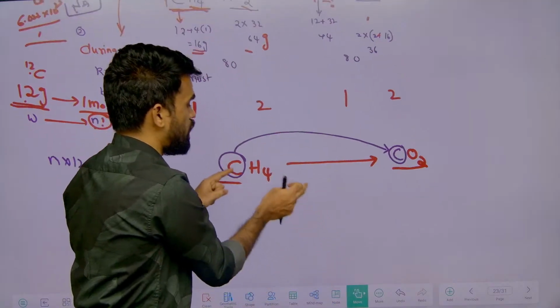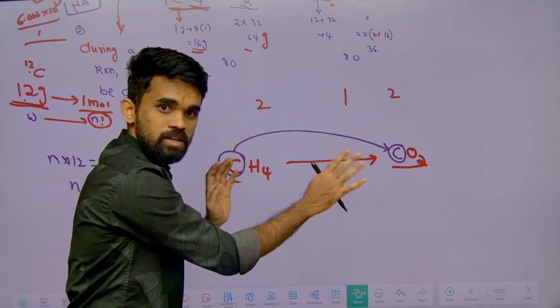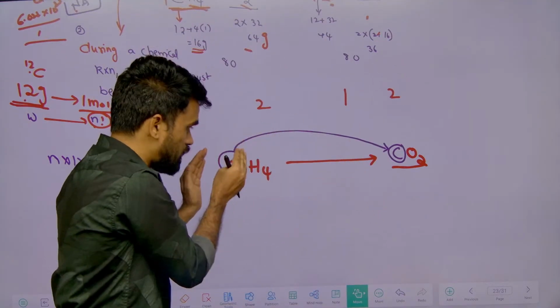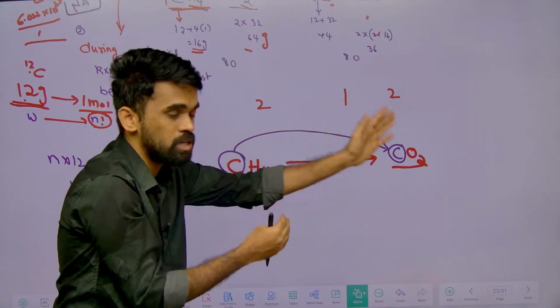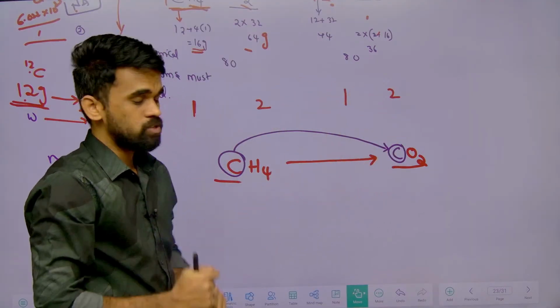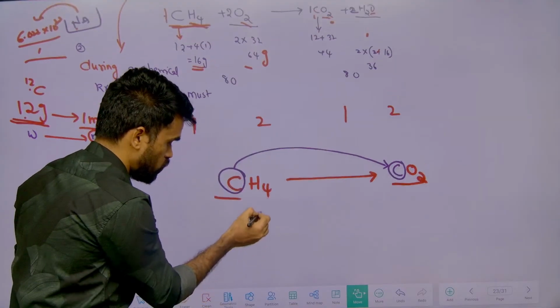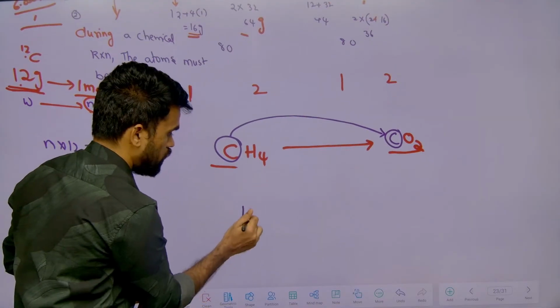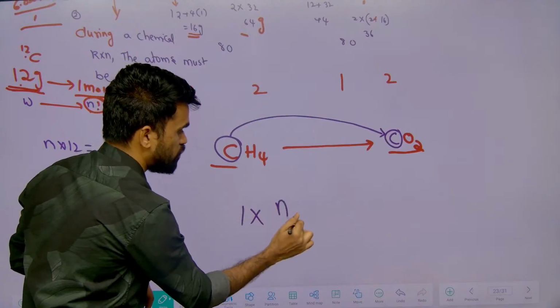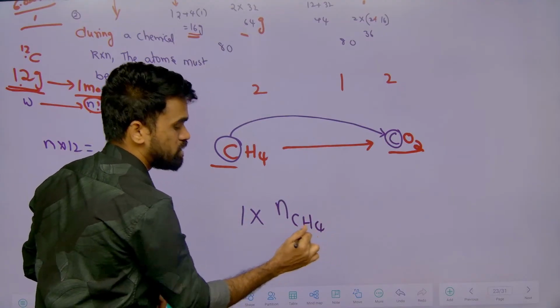So total carbon atoms this side and that side should be the same, or the weight of carbon this side should be equal to that side. Is this clear? So now what I am doing, how many carbons are there here? 1. So 1 into number of moles of methane.